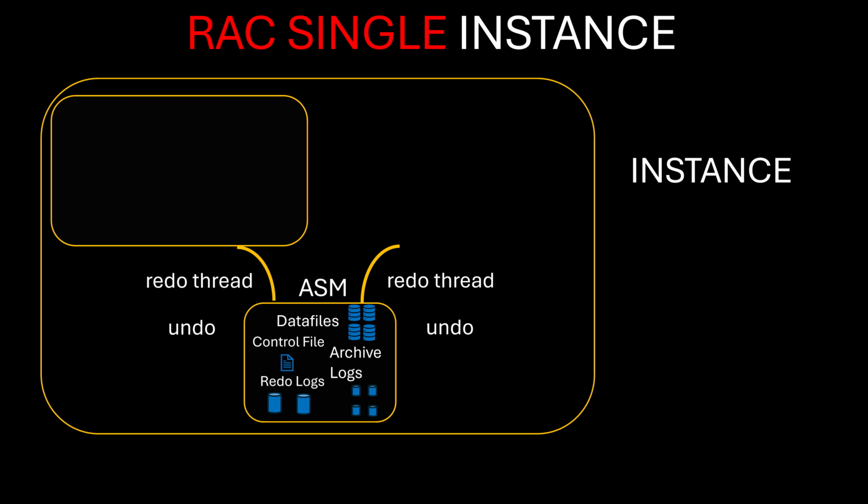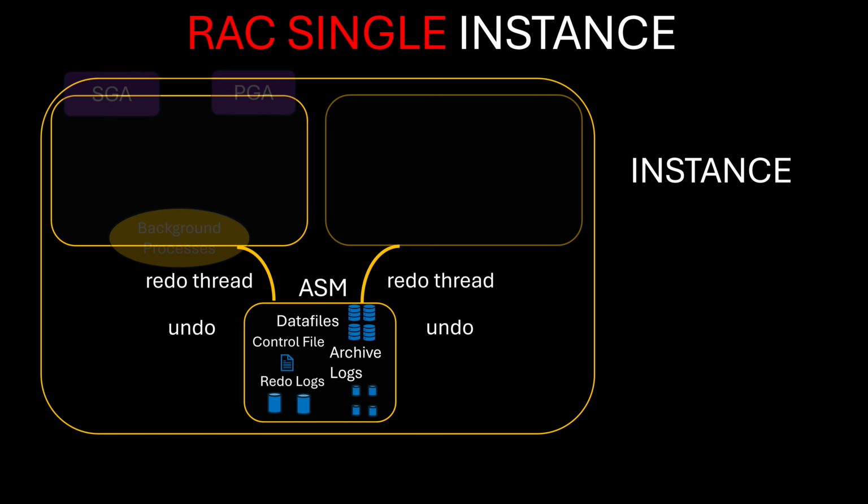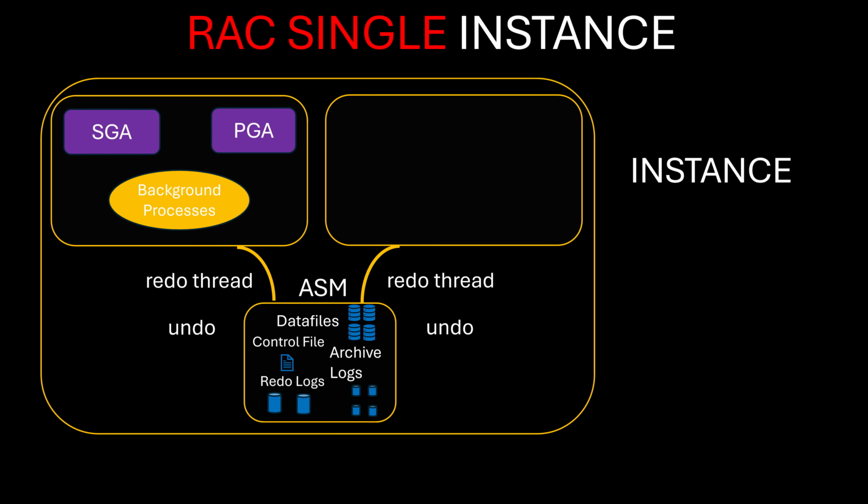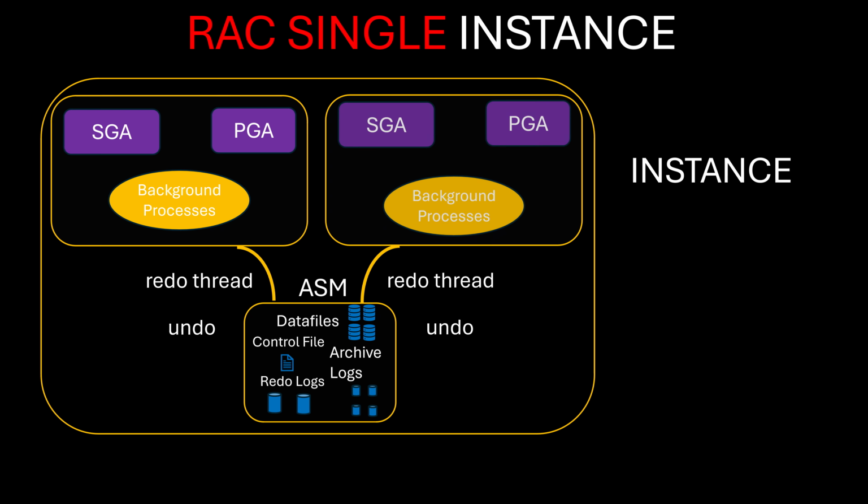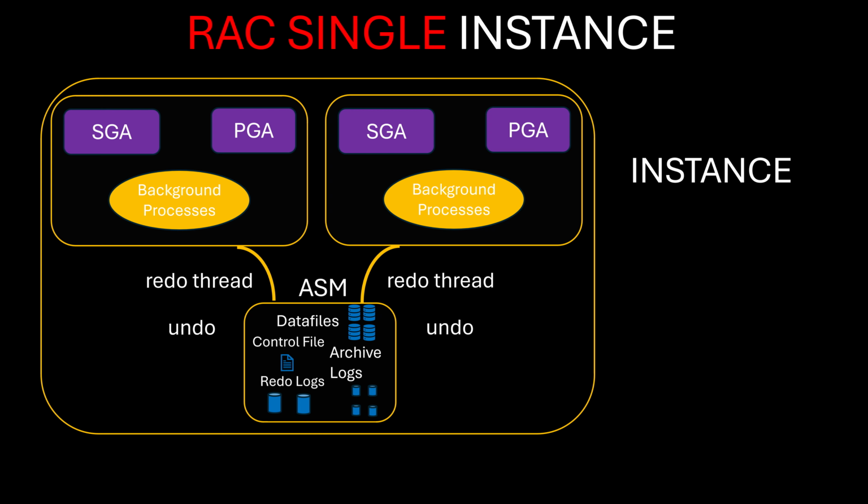Now, here's one of the biggest misconceptions about RAC. Many people assume RAC shares memory across servers. It does not. Each node has its own SGA, its own PGA, its own buffer cache, its own background processes, its own undo tablespace also, and its own redo thread. Each node behaves like an independent Oracle instance. The difference is that all instances cooperate together.